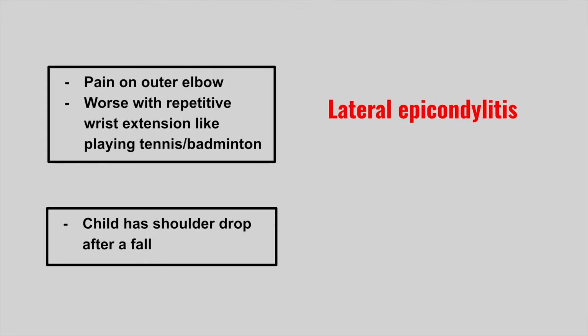Next, there's a child who has shoulder drop after a fall. So this is a clavicle fracture. Now remember, in clavicle fractures, the proximal part is pulled up by the sternocleidomastoid and trapezius muscles, and the distal part is depressed due to the deltoid muscle.